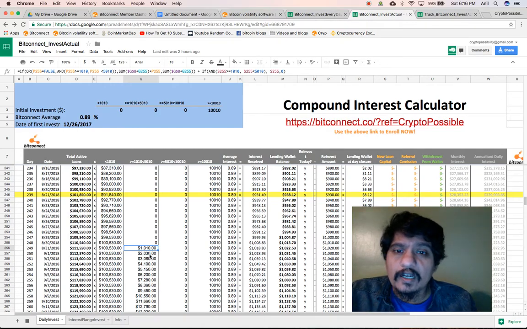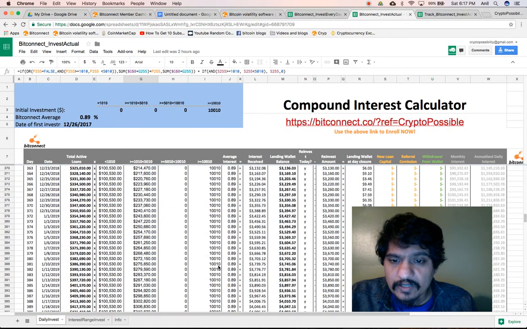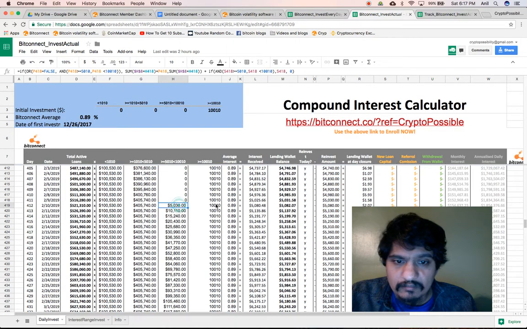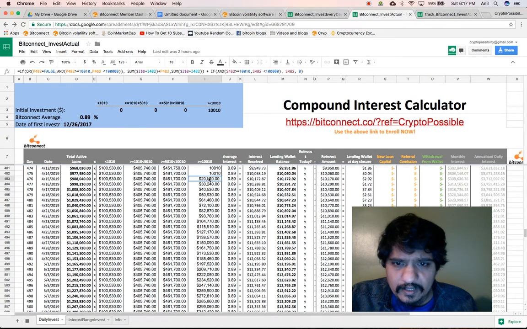Similarly, let's go forward down to $5,000. When you are making $5,000 of accrued interest, it gets accrued into the bucket of $5,010 and up, and less than $10,010. For $10,000 of accrued interest, which will happen at day 476, that will go into the bucket of greater than or equal to $10,010 and less than $100,000.